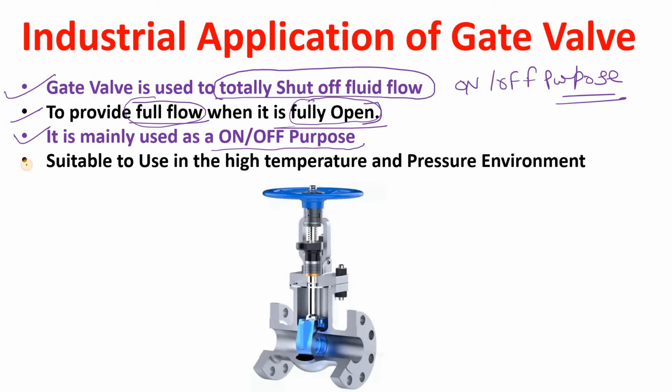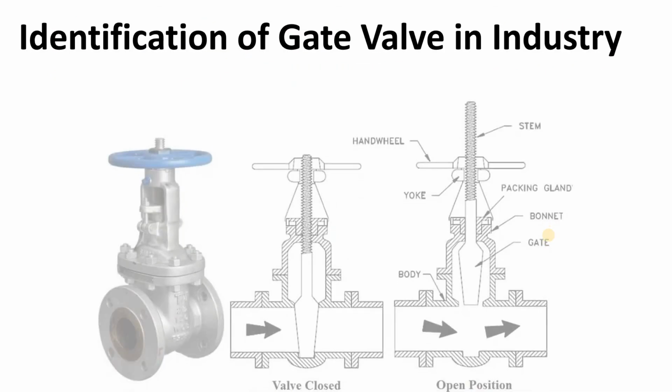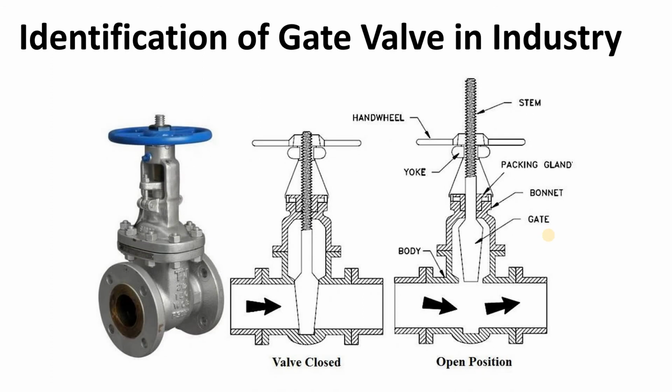And lastly, it is suitable to use in high temperature and high pressure environments. In the steam plant, in the water treatment plant, in fertilizer, in refinery, you will find the gate valve mainly. Okay, so these are the main industrial applications of the gate valve. Now, how to identify the gate valve in an industry? This is a very famous and very frequently asked question by students or those who are working in an industry: sir, how to find the gate valve in an industry?